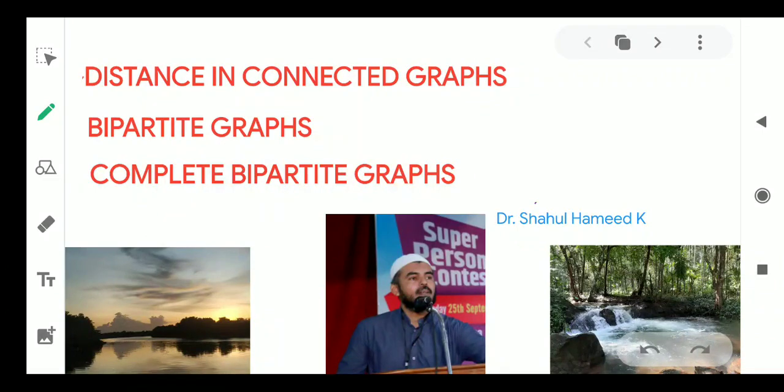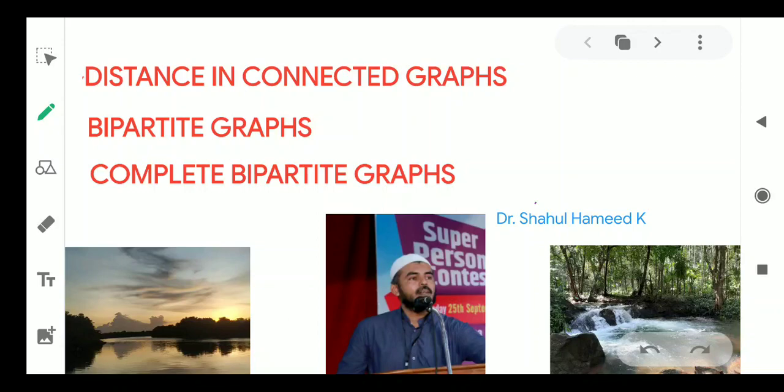One is the notion of distance in connected graphs. The second definition is that of bipartite graphs. And the third one is complete bipartite graphs.